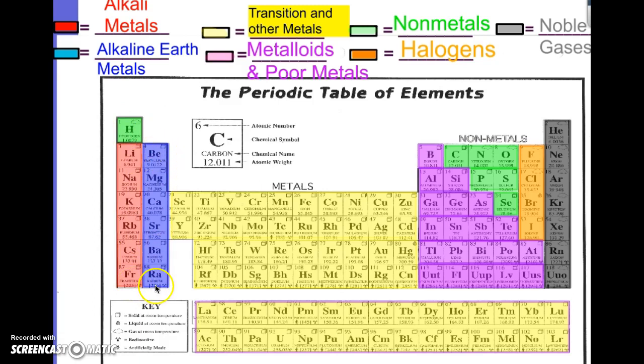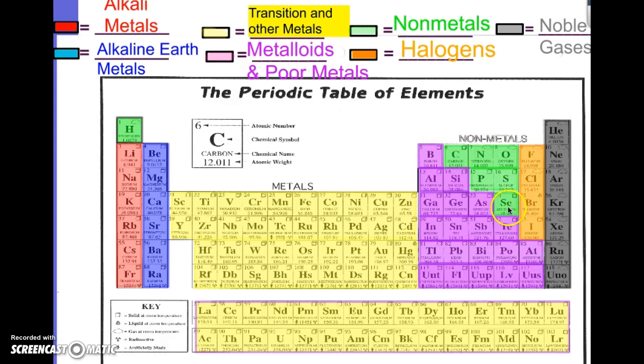Then group number 2 are called the alkaline earth metals. Groups 3 through 12, and then these elements down here at the bottom, we're going to call the transition metals and other metals. Transition and other metals. We're going to color that yellow and make your key. All of these elements right here, including the metalloids and some other metals down here, we're going to call the metalloids and poor metals, and these will all be colored purple.